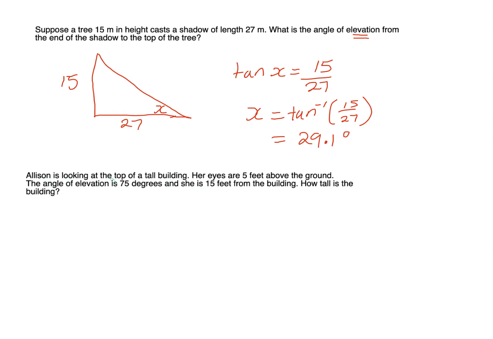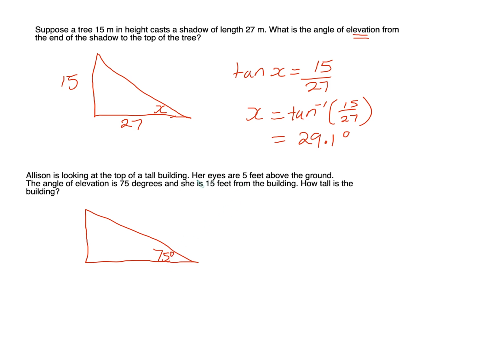So we have Allison is looking at the top of a tall building. Her eyes are 5 feet above the ground. The angle of elevation is 75 degrees, and she's 15 feet from the building. How tall is the building? So again, I'm going to draw a triangle. Now they said that the angle of elevation is 75 degrees, so that's 75.